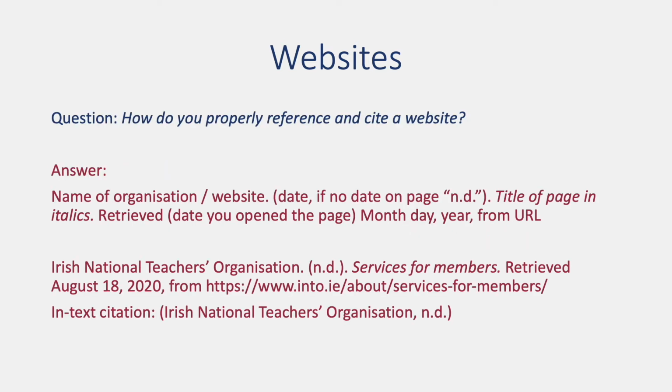If you are referencing a website, you need the name of the organization or the name of the website, the date of the web page. If there's no date, put ND where you would put the date. Then the title of the page in italics. Then you list the retrieval date, which is when you opened the page, as month, day, year, and then from the URL of the page.